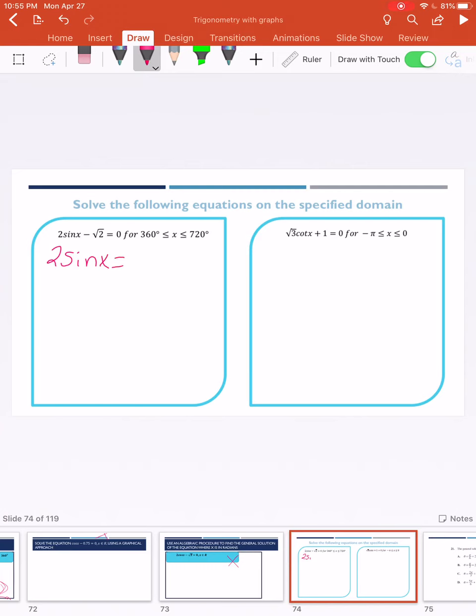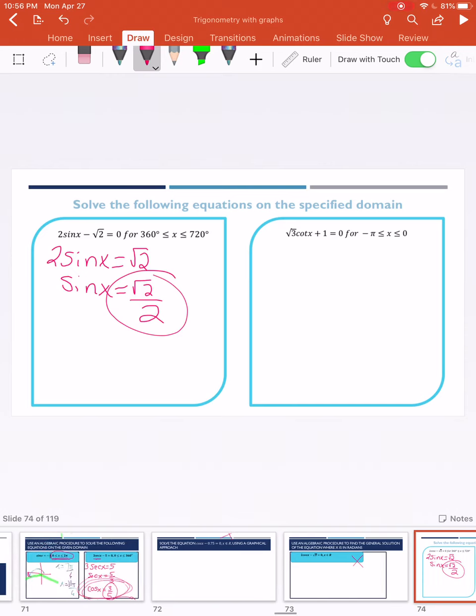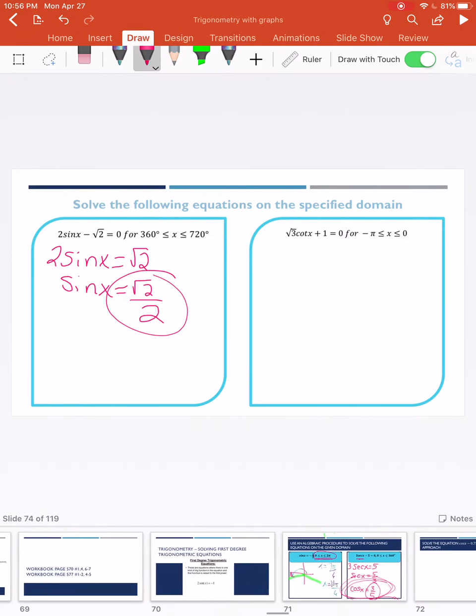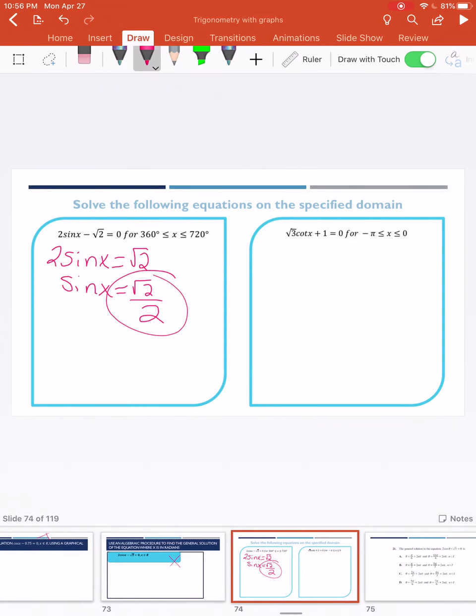So I'm going to move that root 2 over so it becomes positive, and then I'll divide the 2 over, so I end up with root 2 over 2. Okay, this one is nice because I should see this on my unit circle, root 2 over 2. That should be a familiar ratio. If you didn't recognize it, you could still use the CAST rule just like we did in the last problem, and that's fine. Actually, I think I'll do that.